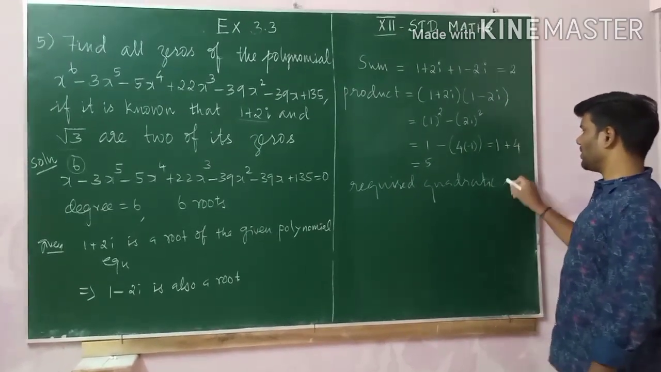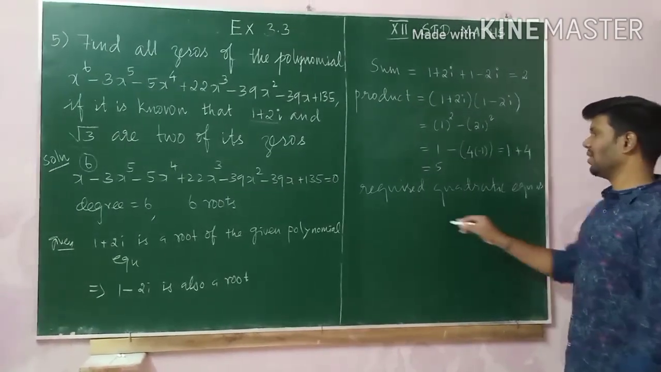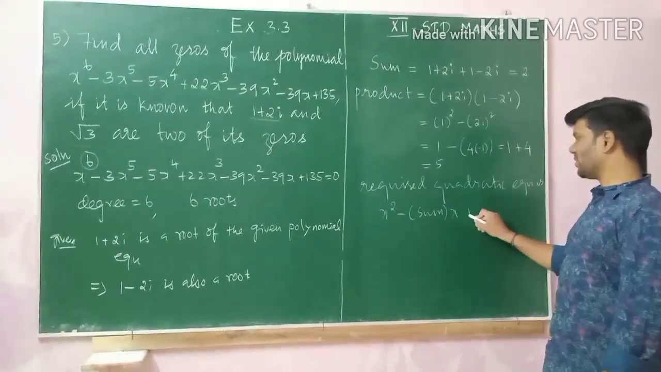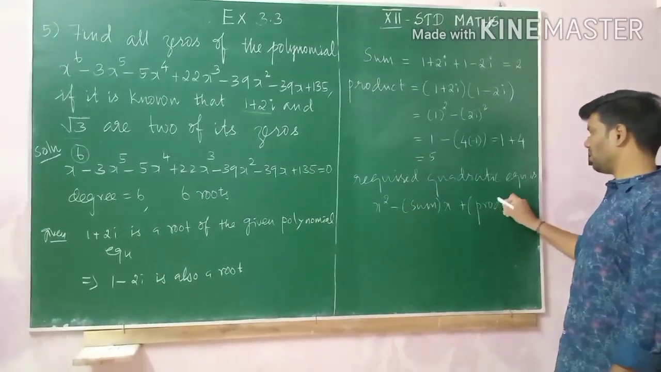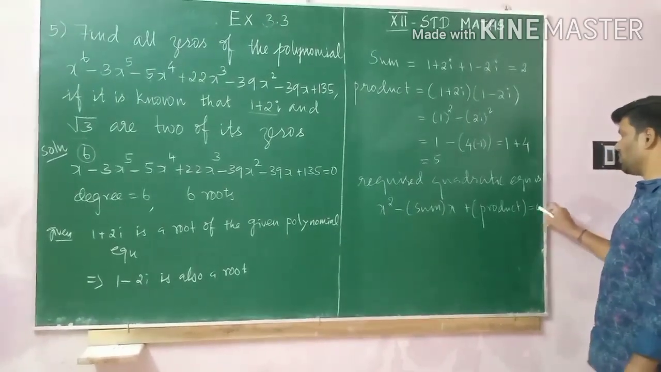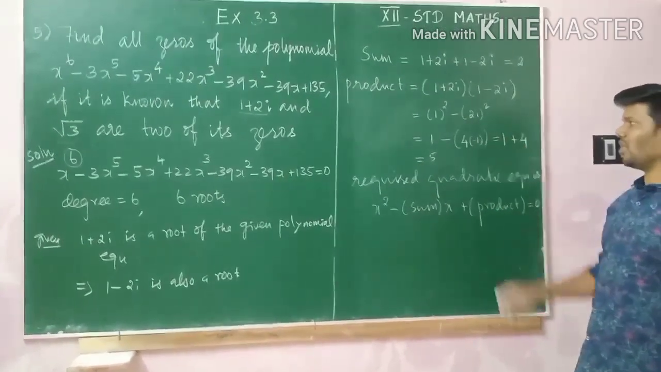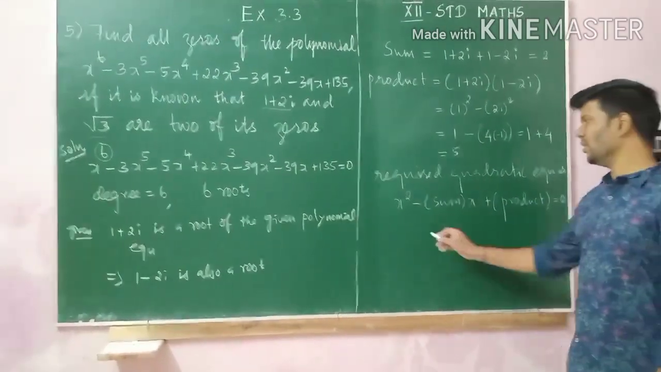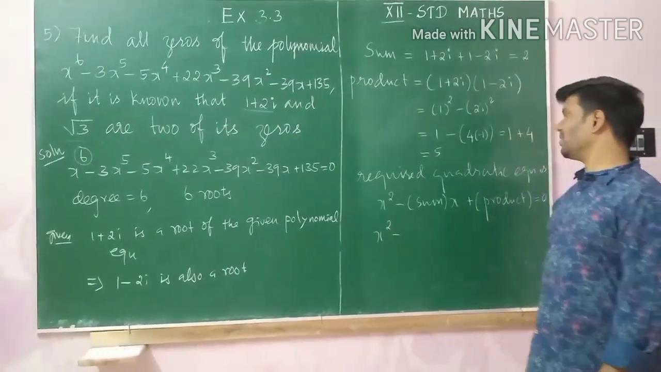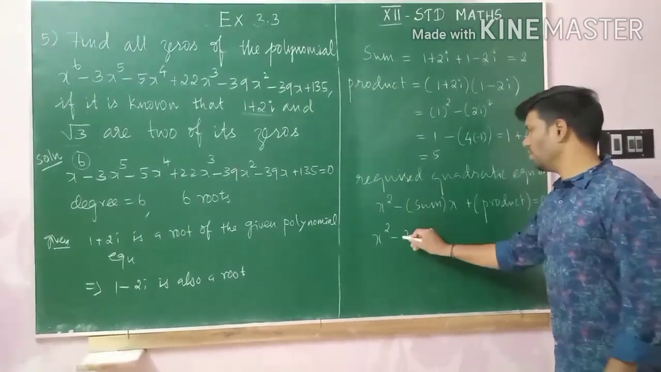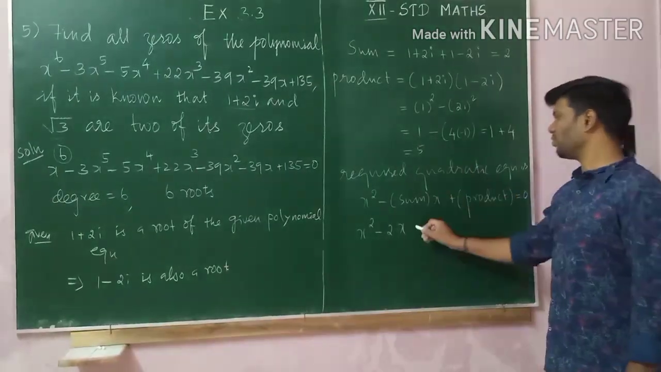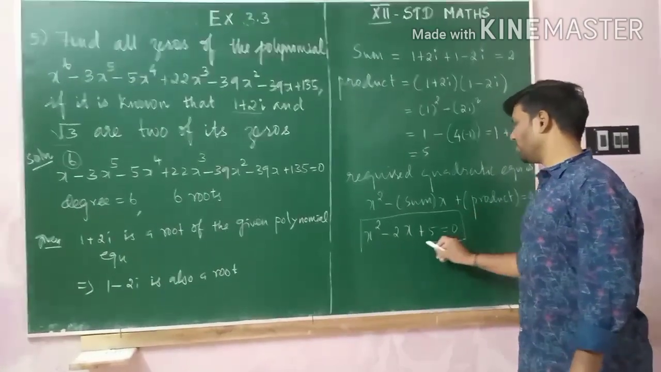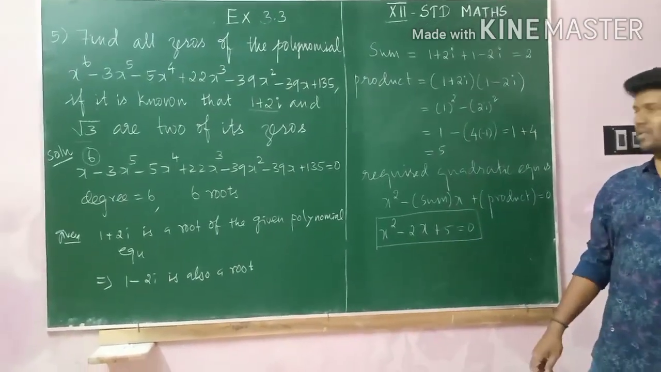Required quadratic equation is x square minus sum of roots into x plus product of roots equal to 0. If we know the sum and product of roots, we can form the quadratic equation using this formula. So x square minus sum of roots 2 into x plus product of roots 5 equal to 0. So this is one of our quadratic equations.